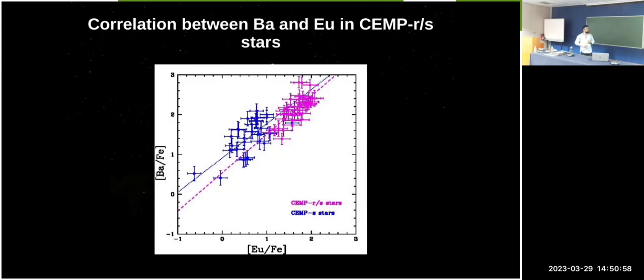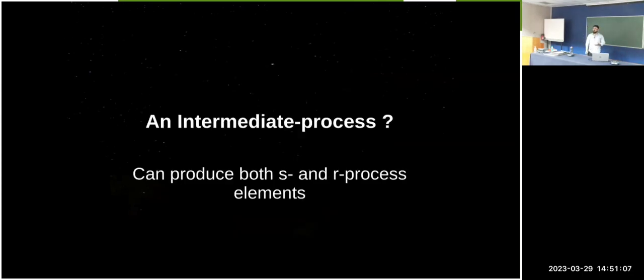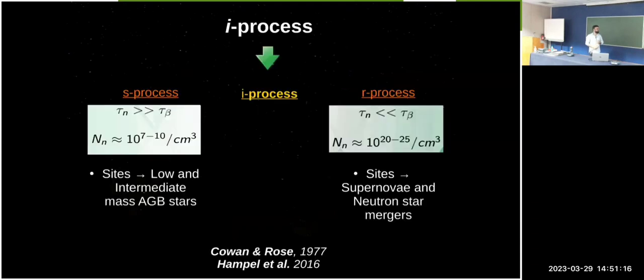And this correlation of S and R process elements cannot be explained if it is considered that the elements are produced in different stellar sites. So, an intermediate process, or I process, has recently been suggested, which can produce both S and R process elements in a single stellar site.